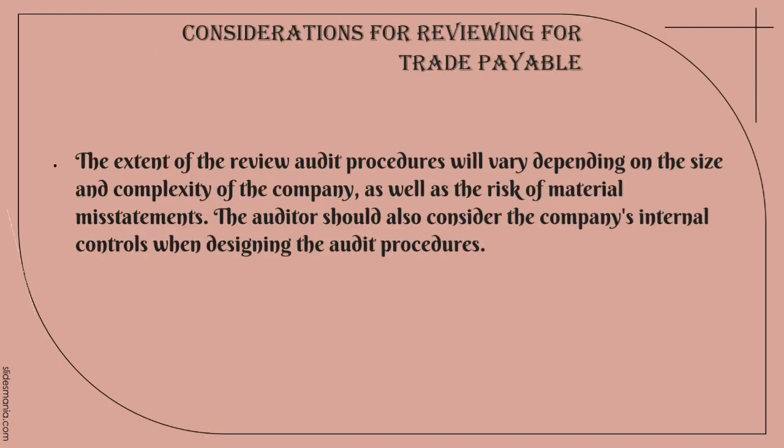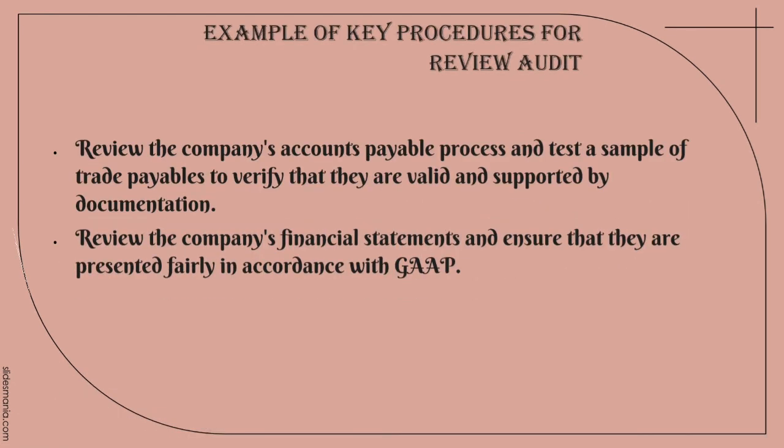Considerations for reviewing for trade payable. The extent of the review audit procedures will vary depending on the size and complexity of the company, as well as the risk of material misstatements. The auditor should also consider the company's internal controls when designing the audit procedures. Example of key procedures for review audit. Review the company's accounts payable process and test a sample of trade payables to verify that they are valid and supported by documentation. Review the company's financial statements and ensure that they are presented fairly in accordance with GAAP.